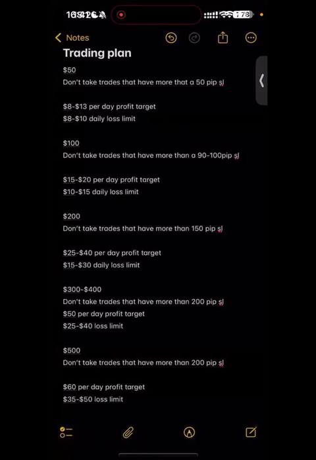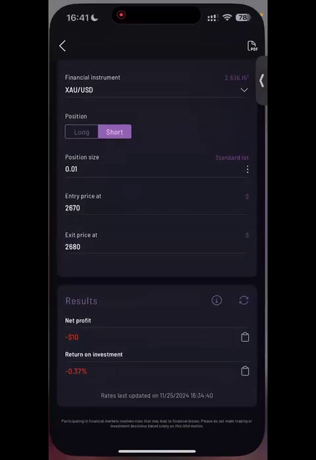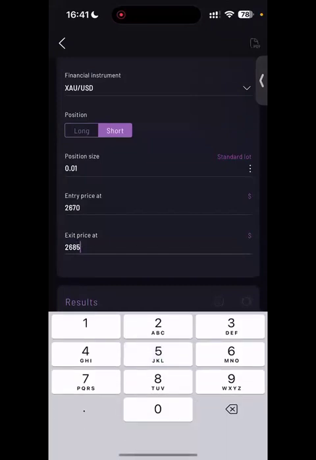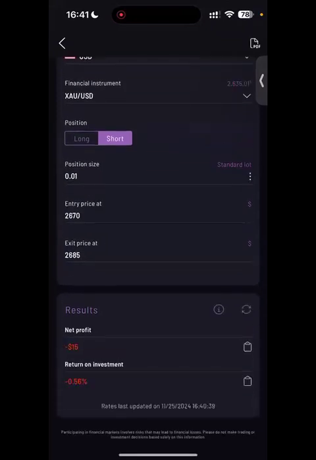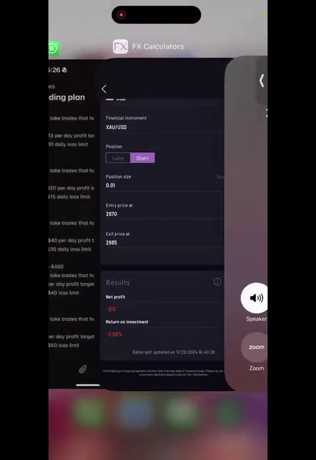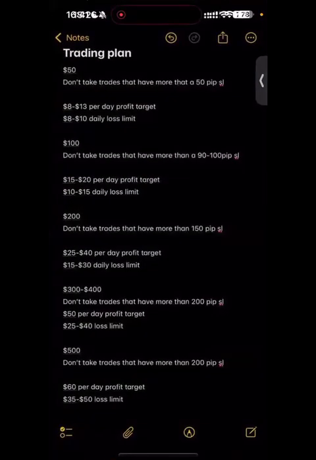If you have a $100 trading account and you see a trade that has more than a 90 to 100 pip SL, you do not want to be taking that trade. Let's say you see a trade that has a $15 loss if it goes in the wrong direction. That's a trade you should not even be interested in because of your account size. If any trade has 100 pip SL or below, then you can take that trade.